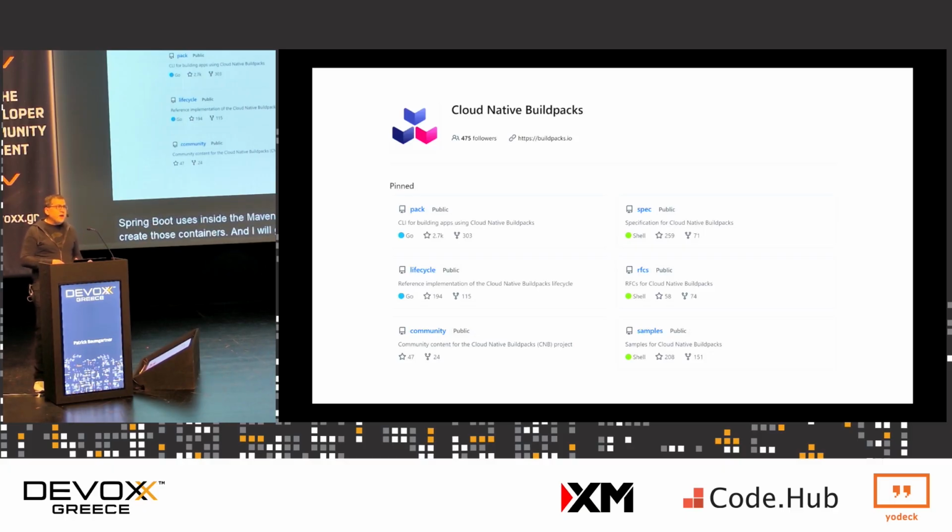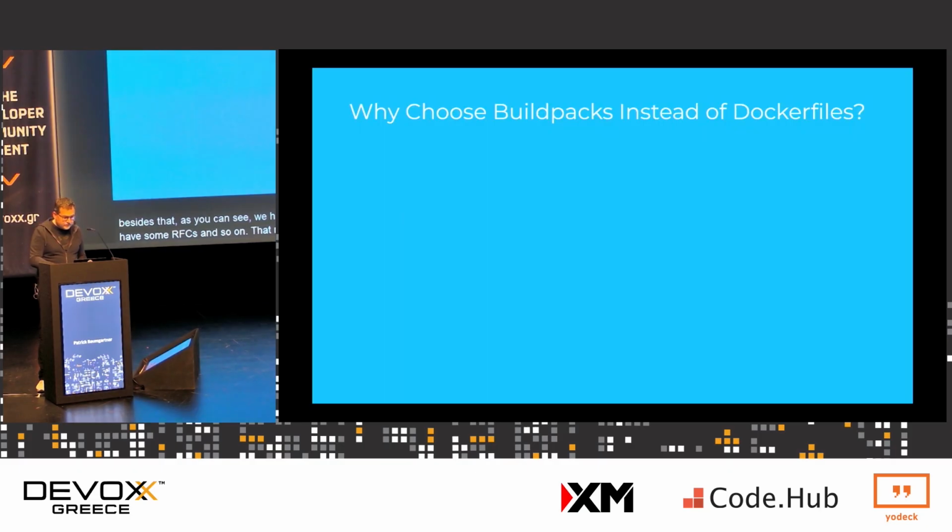And then, of course, we have the specification, because besides Paketo, there are other vendors out there which provide you builders and tools around this. So the specification is important as well. So the 3 artifacts are very important. But besides that, as you can see, we have a community repo, an examples repo, some RFCs and so on. That's what's needed to do the whole thing.